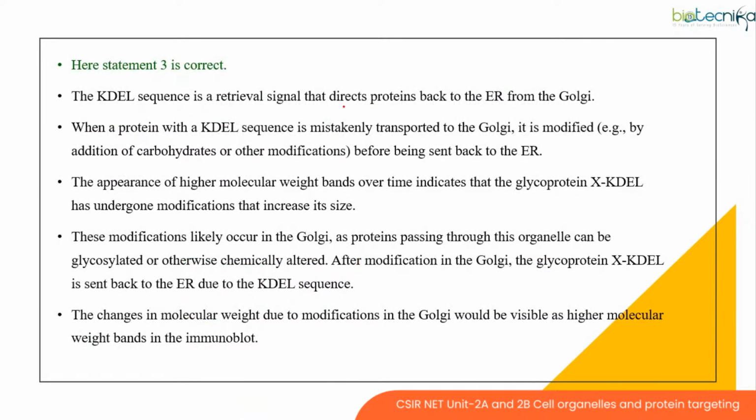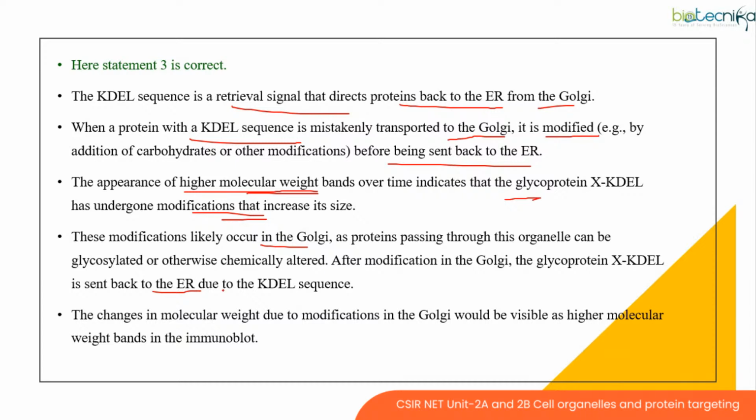See, the KDEL sequence is considered to be a retrieval sequence that directs the protein back to the ER from the Golgi. So when a protein with a KDEL sequence is mistakenly transported to the Golgi, it has to be modified before being sent back to the ER. So the appearance of higher molecular weight bands over time indicates that the corresponding protein has undergone some kind of modification. And you know very well that modifications can happen in the Golgi, right? So after the modification, the protein will be retrieved back to the ER. Why? Because it has the KDEL sequence present.